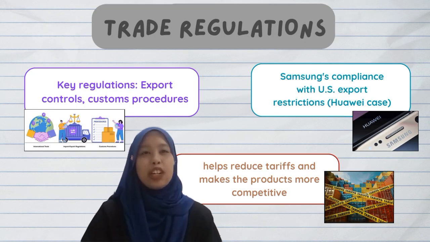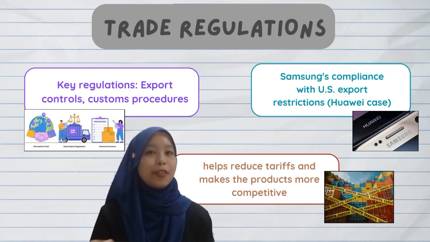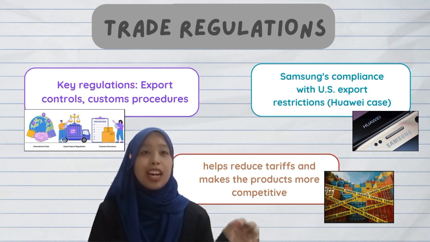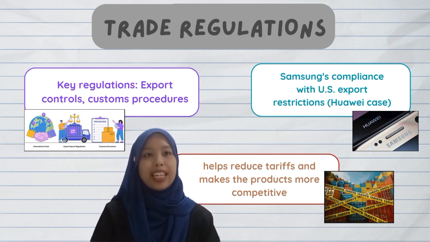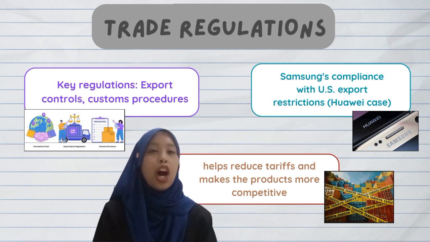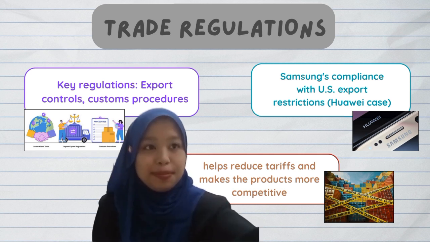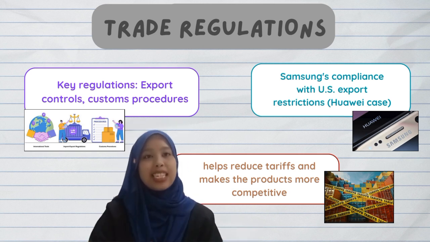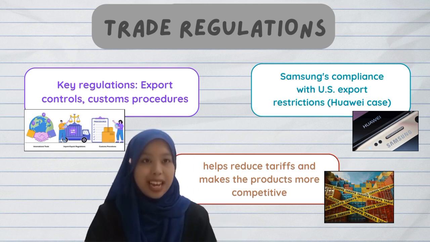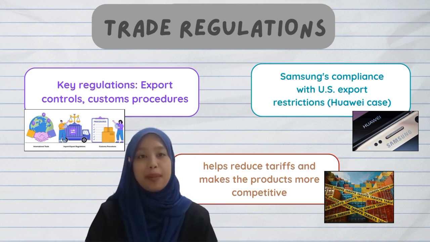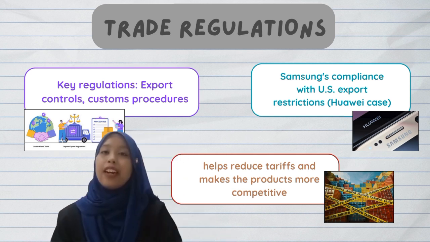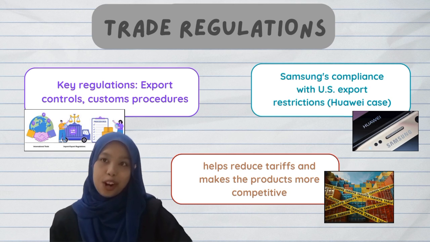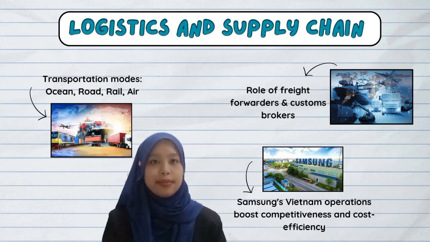Trade regulations include export control laws and customs procedures that companies must follow to legally cooperate internationally. Samsung was first challenged when the US placed export restrictions on Chinese companies like Huawei. Samsung had to quickly adjust its marketing and compliance strategies to remain within the law. Also, Samsung benefits from trade agreements like the Korea-US Free Trade Agreement, which helps reduce tariffs and makes their products more competitive in the US market.